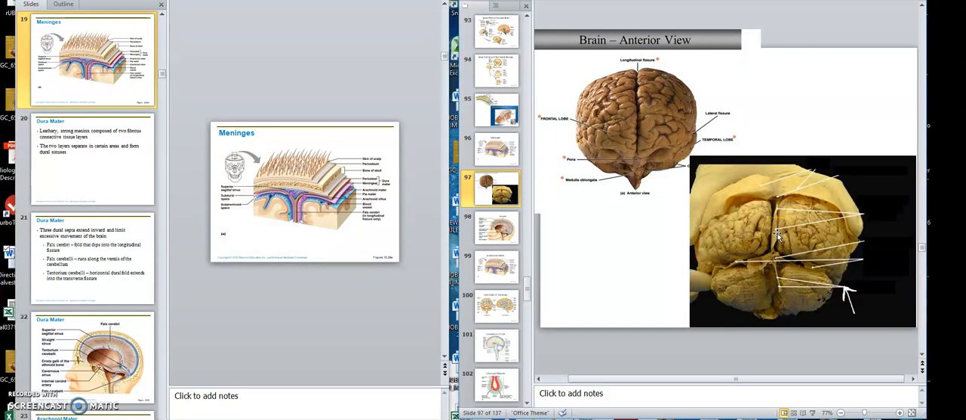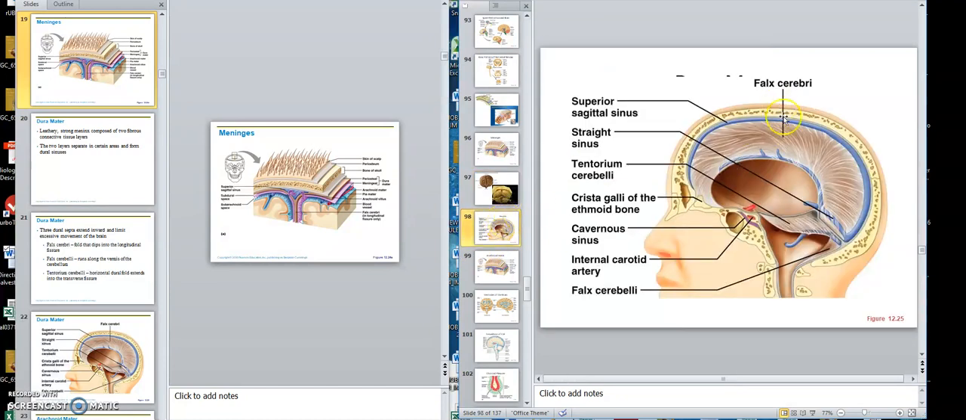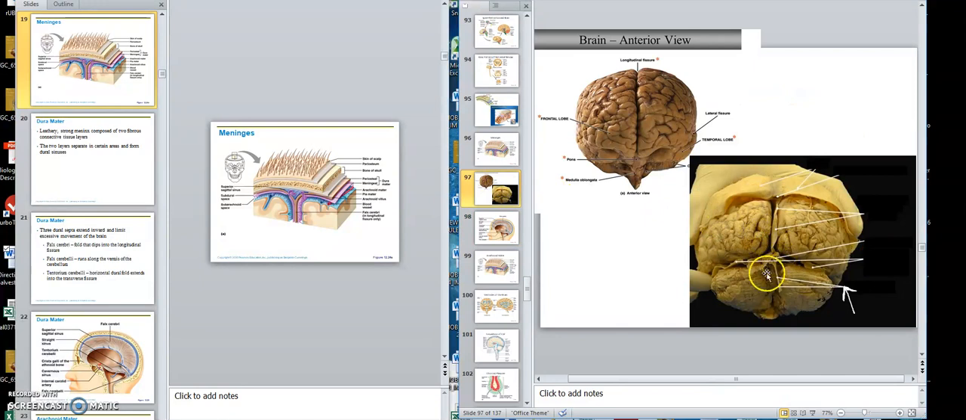Now, in addition to that, it splits in another area. Okay, I'm going to go to a side view. Follow with me. So here would be the falx cerebri. Here it's going to split again and cover the cerebellum. So in the floor of the skull, the cerebellum would be down here. It's like a tent over the cerebellum, and that's what they call the tentorium cerebelli. See, here's your cerebellum right there. So this right here is the tent over the cerebellum. Tentorium cerebelli.